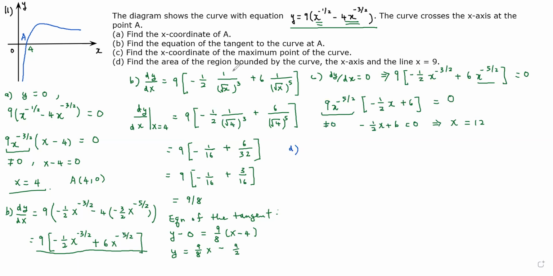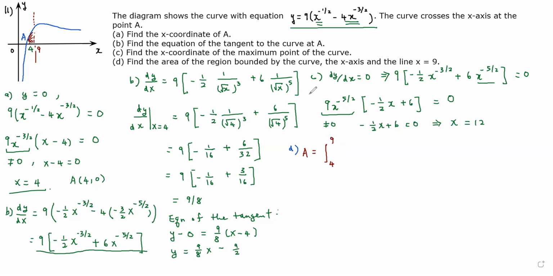Part D, we need to find the area of the region bounded by the curve, the x-axis, and the line x equals 9. So the line x equals 9 is somewhere here. But the maximum point is x equals 12, so 9 must be somewhere here. We are finding this area. In order to find the area here, we integrate the equation of the curve from 4 through 9.